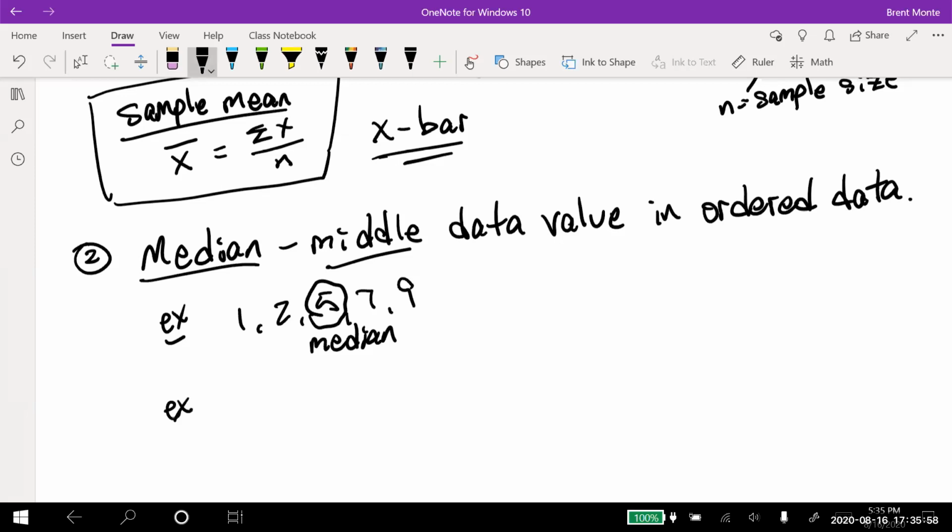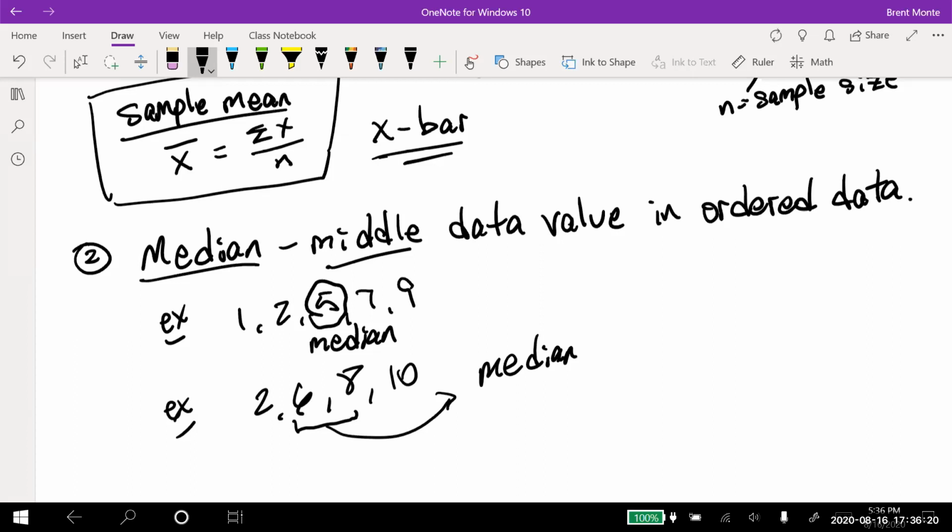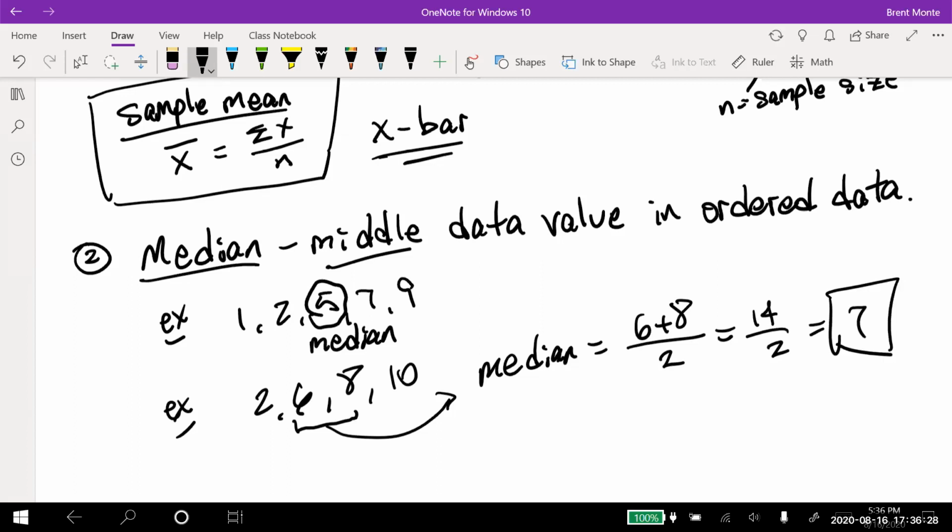Now, if we had an even number of data pieces, say we had 2, 6, 8, 10, we'll just leave it there. Well, this time we don't have an odd number. There's no specific middle piece. So we look at the 2 middle pieces and find their average. So the median is just going to be the average of these 2 middle pieces. So the median this time is just going to be 7.